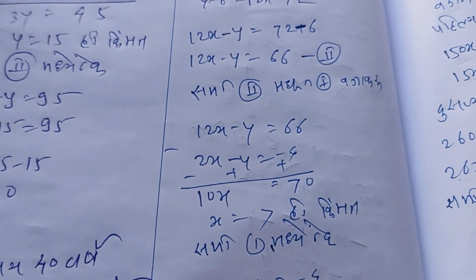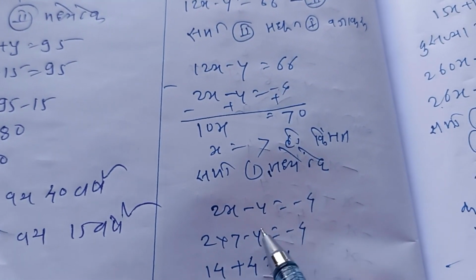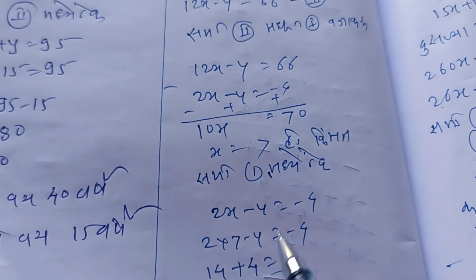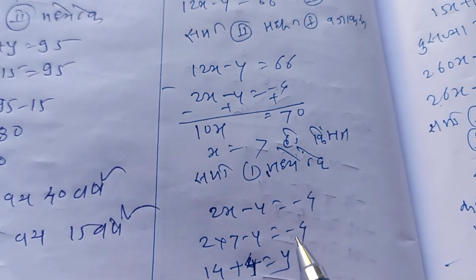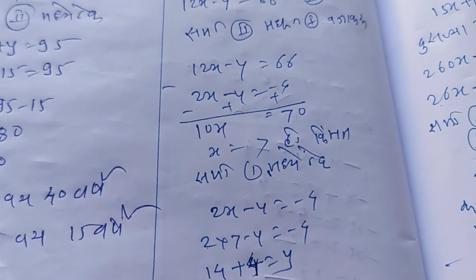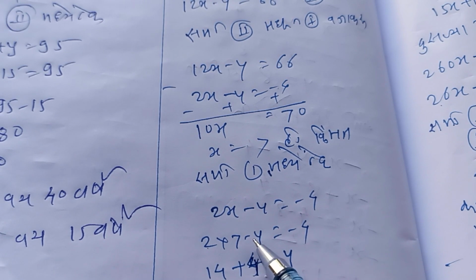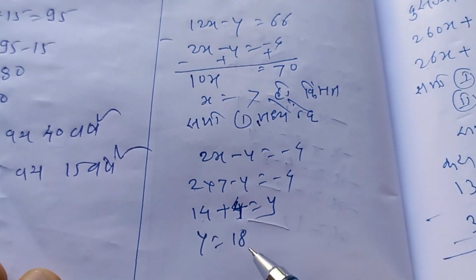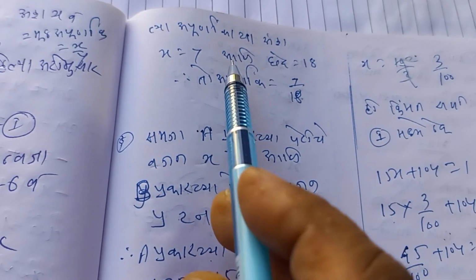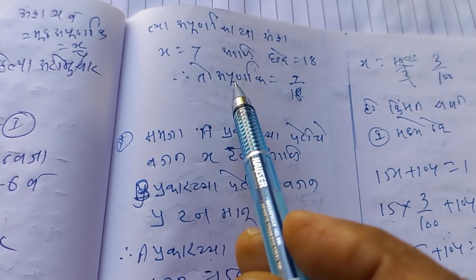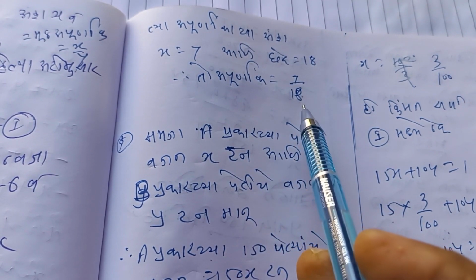Putting this value in the first equation, 2x minus y is equal to minus 4. 2 into 7 minus y is equal to minus 4, so 14 minus y is equal to minus 4. Minus 4 goes from RHS to LHS, we get plus 4, and minus y goes from LHS to RHS. 14 plus 4 is 18, y is equal to 18. The numerator x is 7 and the denominator y is 18, then the required fraction is 7 upon 18.